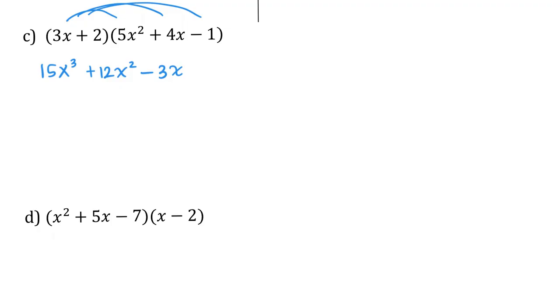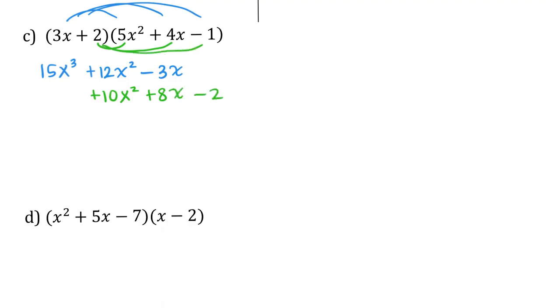Okay, now I'm going to do the next three as well. Some people like to do this with the vertical method, so I'm going to show you that, but you can also just do the horizontal method. If I do 2 times 5x squared, I get positive 10x squared, so some people like to line it up under the like terms. 2 times 4x, plus 8x. 2 times negative 1, minus 2.